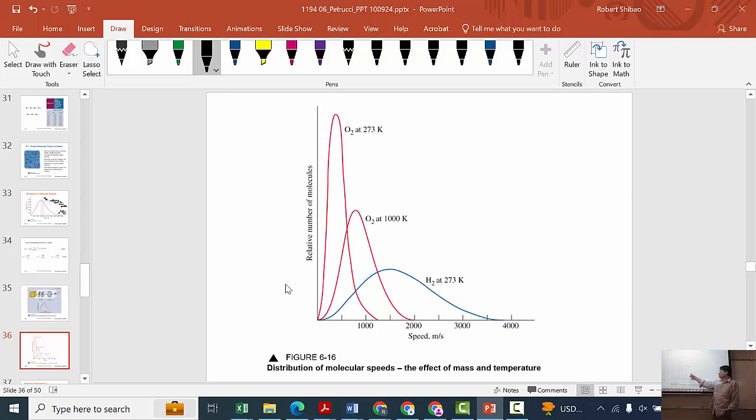If we look at hydrogen, hydrogen has a very high RMS speed even at 273 Kelvin. So why is hydrogen so much faster than oxygen? The reason why hydrogen is so much faster is because it's a lighter molecule. And so let's take a look at some calculations based on this.